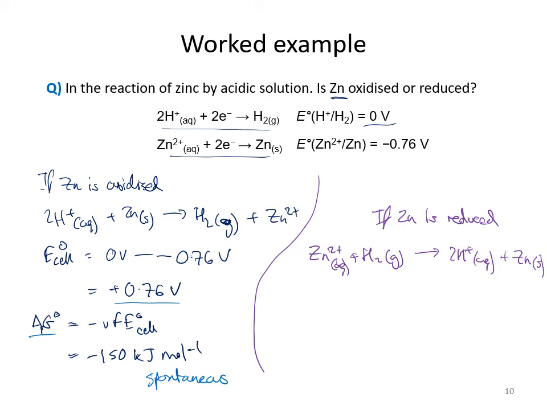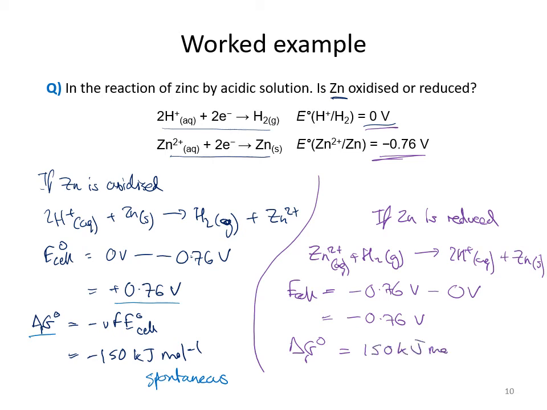So is this process spontaneous? Well, we have to do the same thing again. In this case, we've got E cell, and that is equal to, now the zinc half cell equation is being written in the reduced form, so that's our E red. So that goes first. Minus, and then of course the other one goes second, and that gives us negative 0.76 volts. And unsurprisingly, that's going to give us a delta G reaction standard of plus 150 kilojoules per mole. So that's not spontaneous.